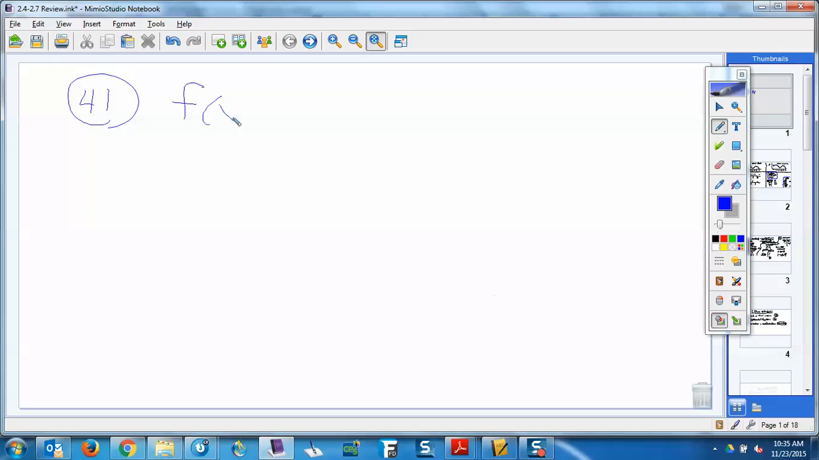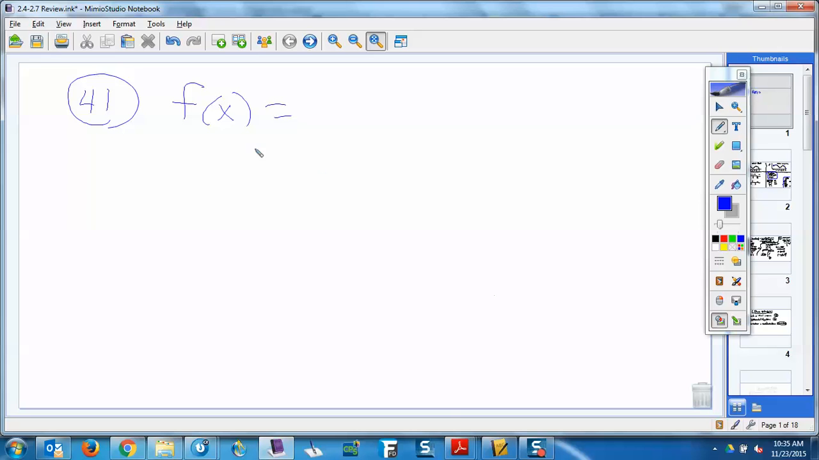F of x. Now, here's the other thing. Some of you on that quiz, a couple quizzes ago, the problem was h of x, and you kept writing f in all your work. Write down what the function is. If it's g, use g. If it's h, use h. Okay? Is this one f?